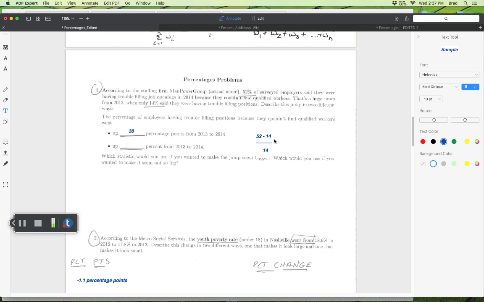change. So notice that 38 relative to 14, the difference relative to what the old value was, is quite a big chunk of it. In other words, it's 271% of it. It's more than double. So if we wanted to make this change seem very drastic, we would probably look at percent change, because we would say this statistic went up by 271% over the course of one year. That's a large change.